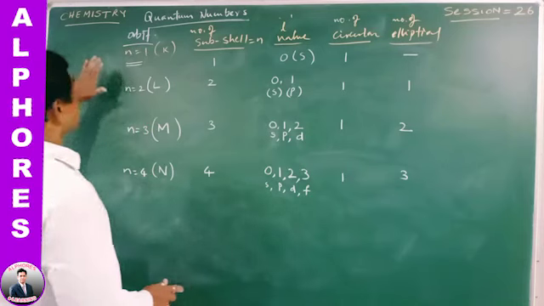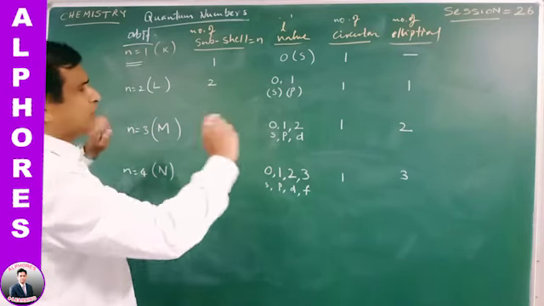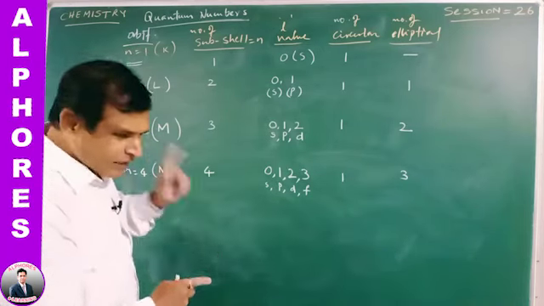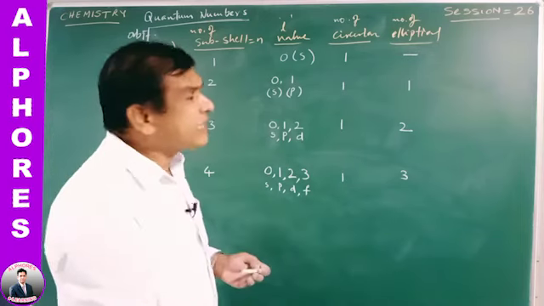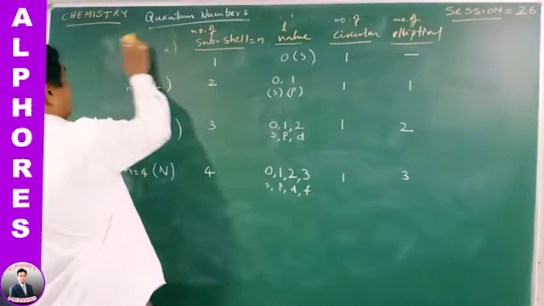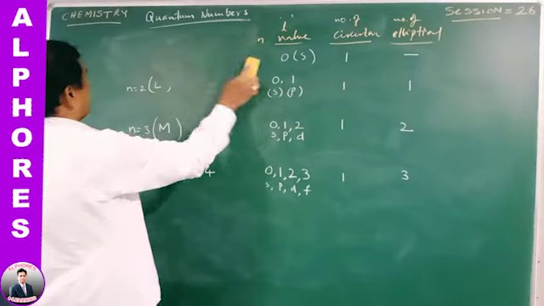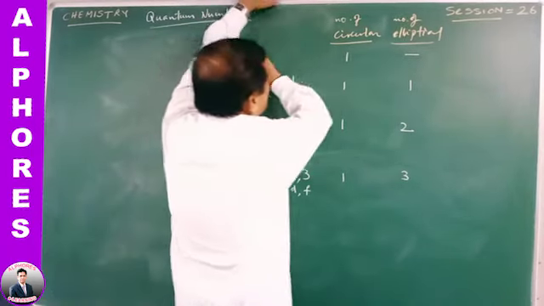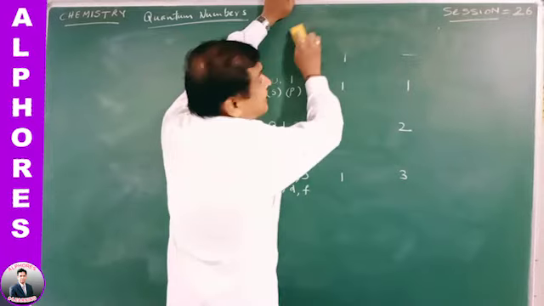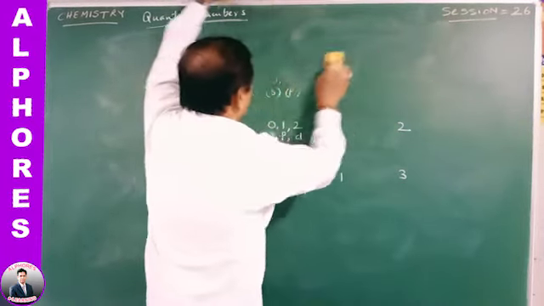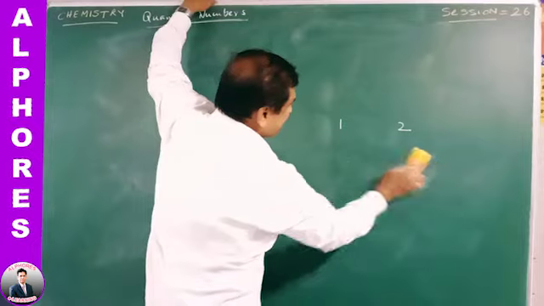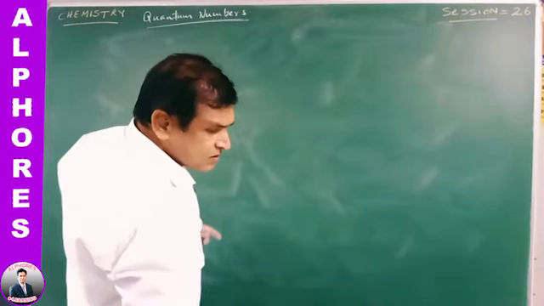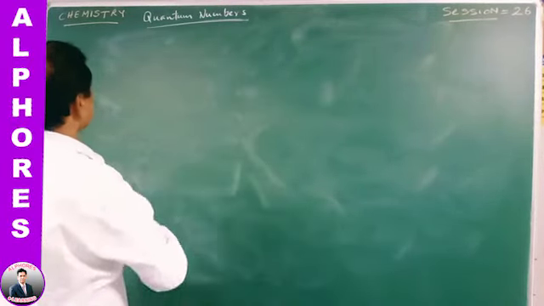So the azimuthal quantum number is completed. Now coming to the magnetic quantum number. The magnetic quantum number was explained by the scientist Landé. The third one is the magnetic quantum number.